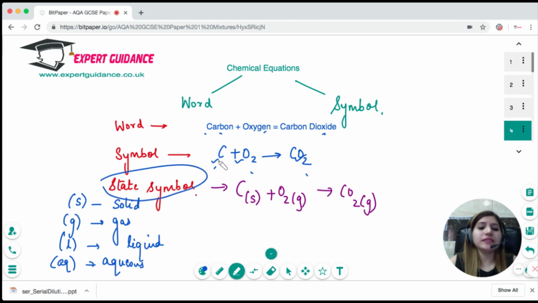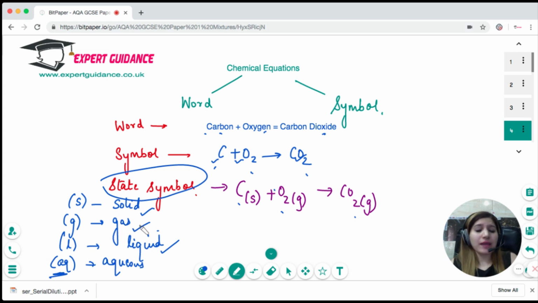State symbols tell us what the physical state of these elements is at room temperature. So carbon exists as solid, oxygen exists as gas, carbon dioxide exists as gas, and if there's a symbol that has liquid in it, generally we use it for water. That means it's liquid. And if there's any element which is in solution, we use the state symbol aqueous.